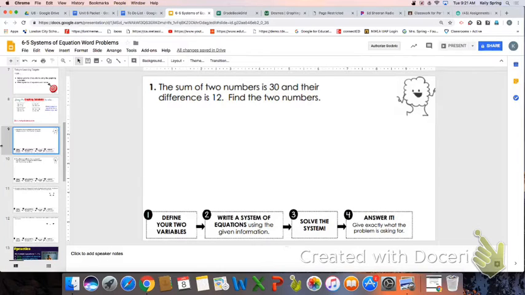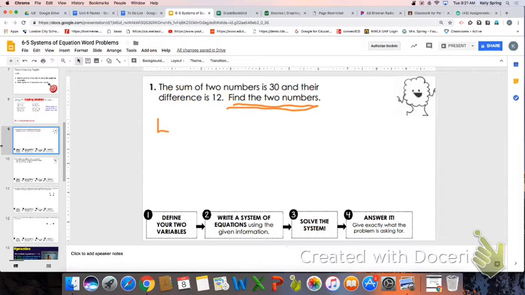Here it says the sum of two numbers is 30 and their difference is 12. Find the two numbers. When you're writing an equation, the first step is always to define the variables. In this case, there's two variables, and you can usually just go to the end where they have the question. It says find the two numbers. So in this case, it's just two numbers.